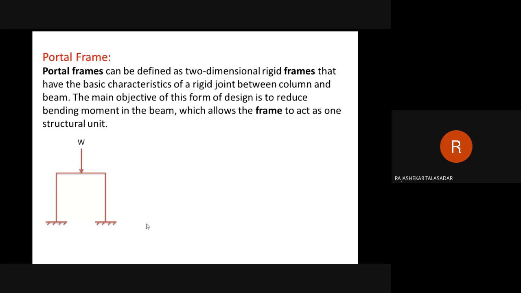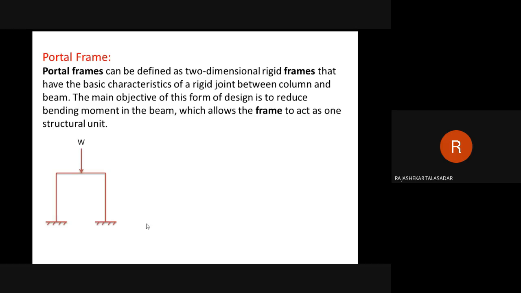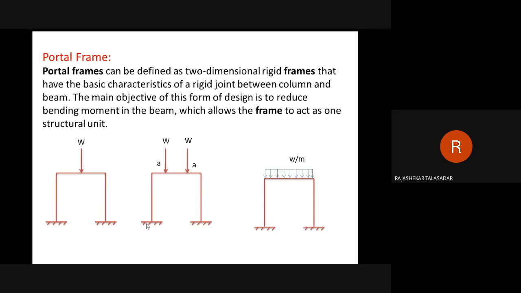For example, say base conditions, both ends fixed, carrying a point load at the center. Second, say it carries 2 point loads placed at equal distance from either end. This also is a symmetric frame. Or a frame with UDL throughout the span, where the beam is carrying the UDL. So this is also a symmetric frame, right? These are all symmetric frames in terms of end conditions as well as loading.